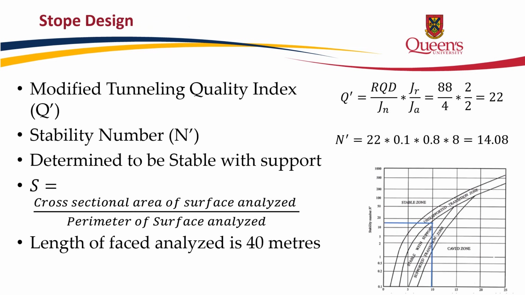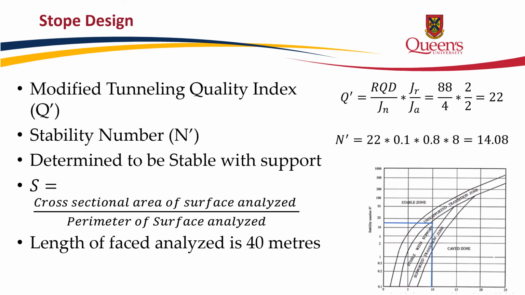The modified Q-tiling quality index Q prime is developed to determine the strength, stability, and quality of a rock mass. Q prime is based on the rock intactness, jointing conditions, and degree of fracturing. Given on the right is the Q prime equation. RQD is the rock quality designation index, which is given as 88% in the parameters. JN is the joint set number.